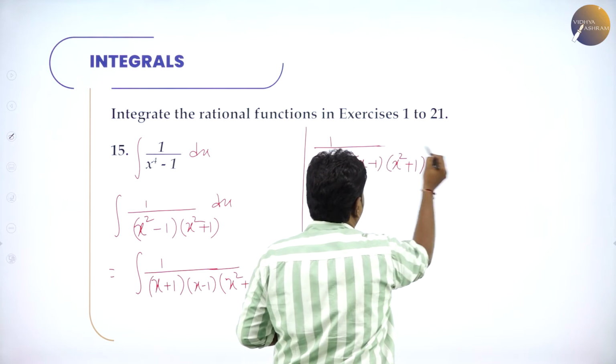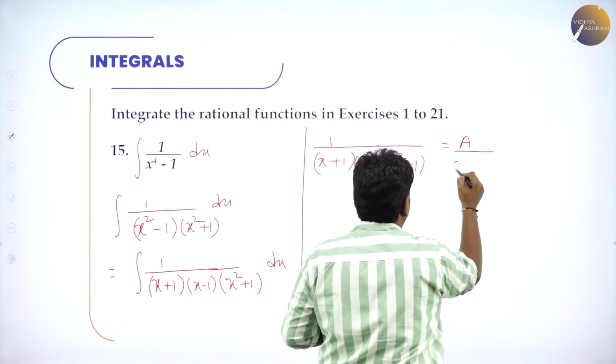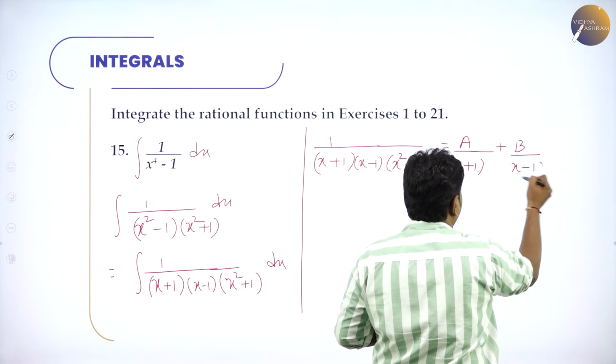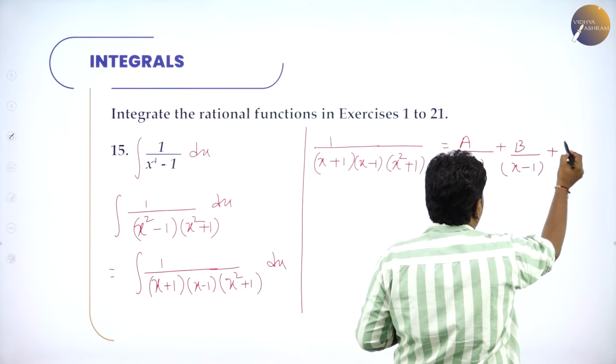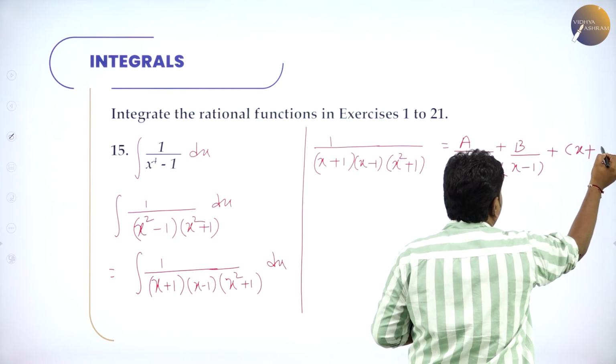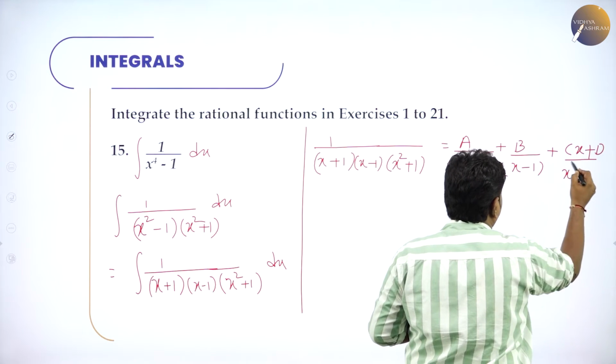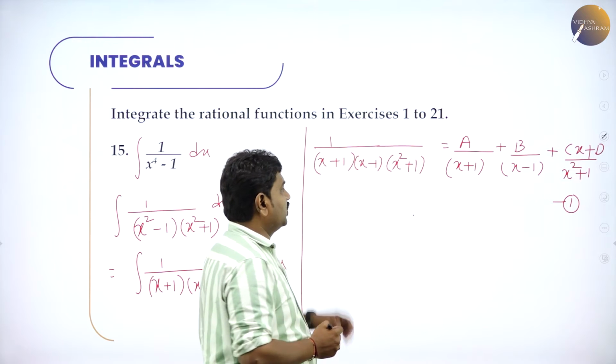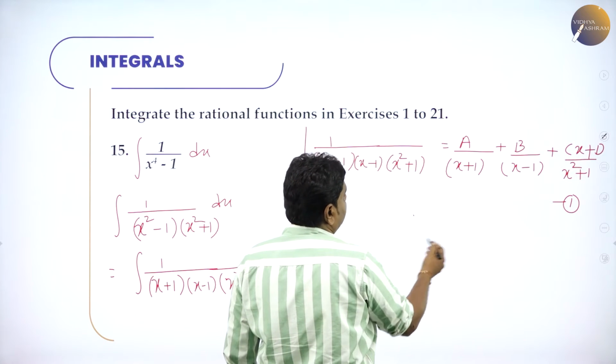Can I split this as a divided by the first factor x plus 1, plus b divided by the second factor x minus 1, plus ab is covered, so I'll say cx plus d divided by x square plus 1. All of you know, so always call it equation 1, you know the method. Now further what you should do, take LCM.